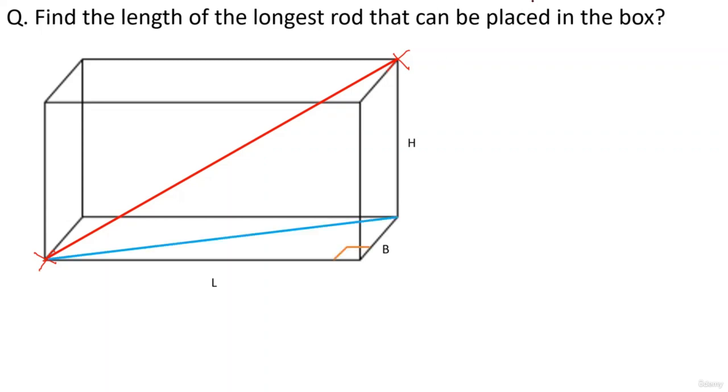What we need to do is basically find the length of this longest rod. So what we observe is below there is a right angle triangle being formed, right? Its two sides are L and B. Can you observe this? So can you find out the length of the hypotenuse? Yes, that will be square root of L square plus B square, right?